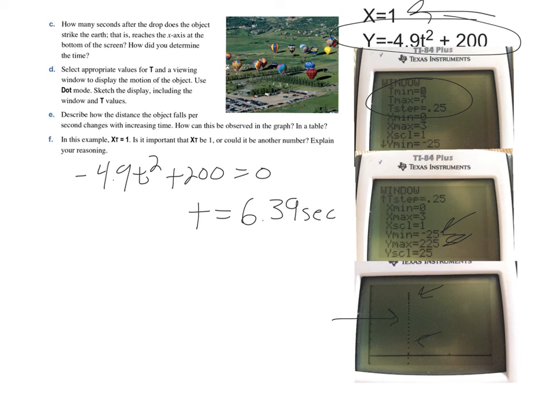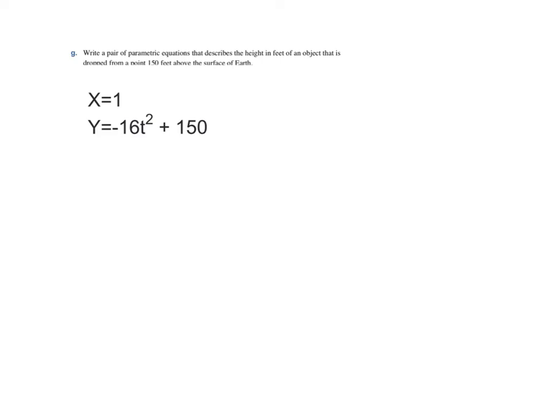The very last item is on our next slide. It says write a pair of parametric equations that describes the height in feet of an object that is dropped from a point 150 feet above the surface of the earth. Again, this is an arbitrary value. Use 1 because it's just close to the x-axis. And your initial height is 150 feet, but now we're going to use a negative 16 feet per second squared as the rate at which we are dropping towards the earth.